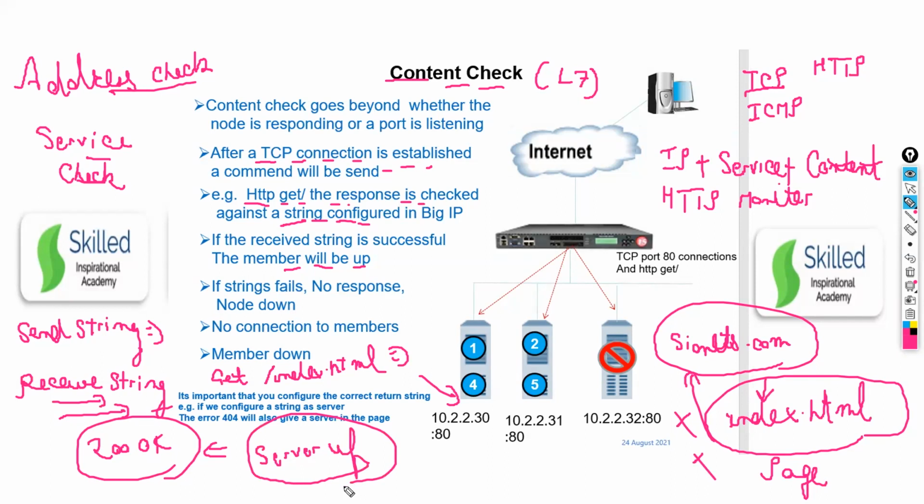If it does not find that page, it will give a 404 error or something saying the page is not found. What I have given in the receive string is 200. If F5 gets this page, it should return 200. If I don't get 200, and I get any other code, in that case F5 will mark it down. So it will check node response also, port listening also, but it will check content also.